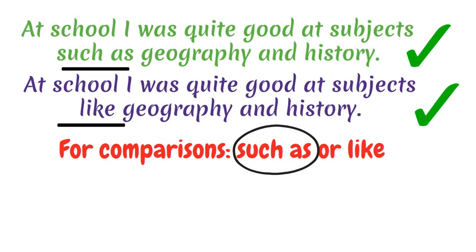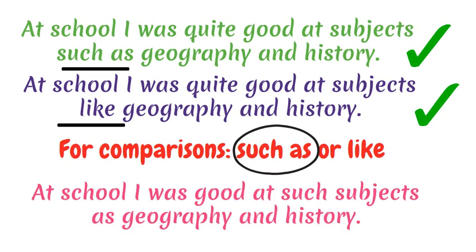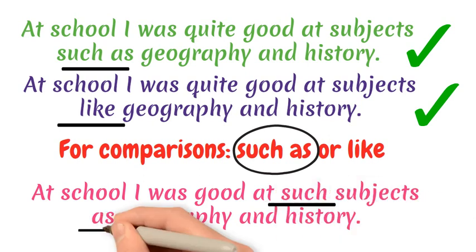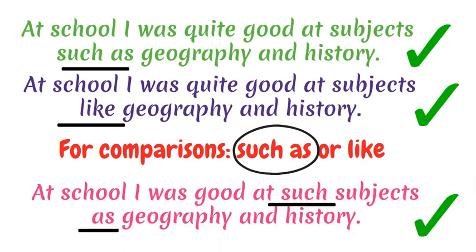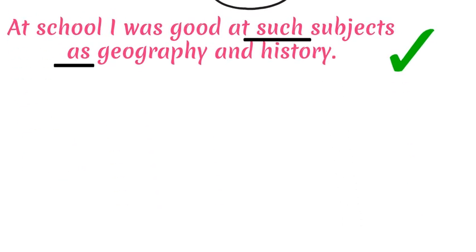Another way of structuring this in a sentence would be to separate such and as like this. I was good at such subjects as geography and history. But again, this is very formal English.